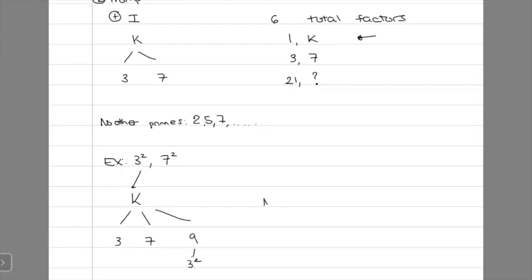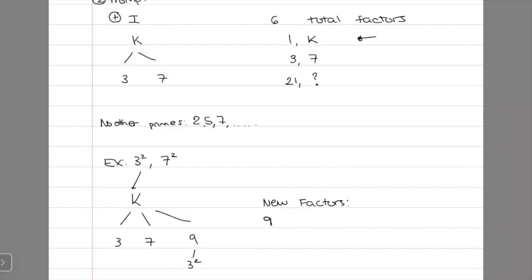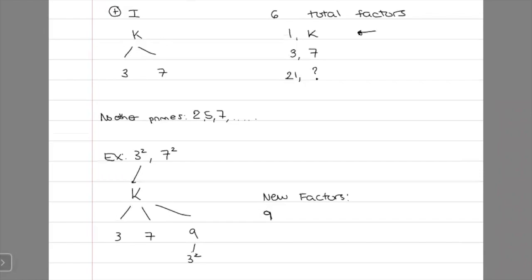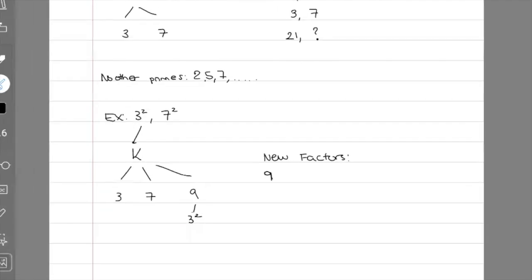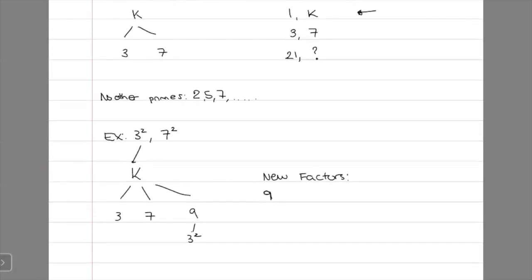So basically the new factors now would be 9. Yeah, just 9, and also we would have K, which is going to be 3 times 7 times 9. So let me just double check one thing.